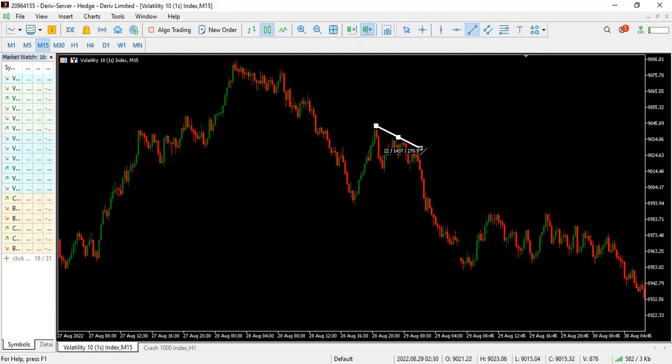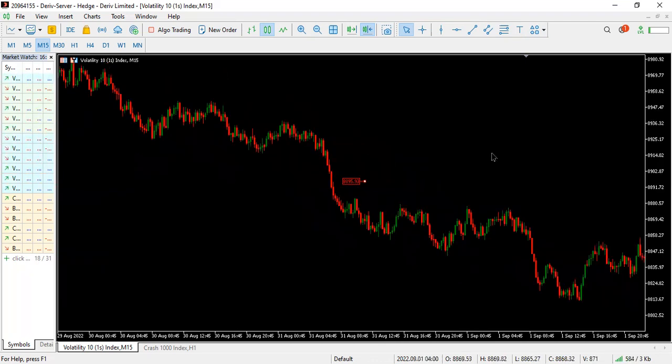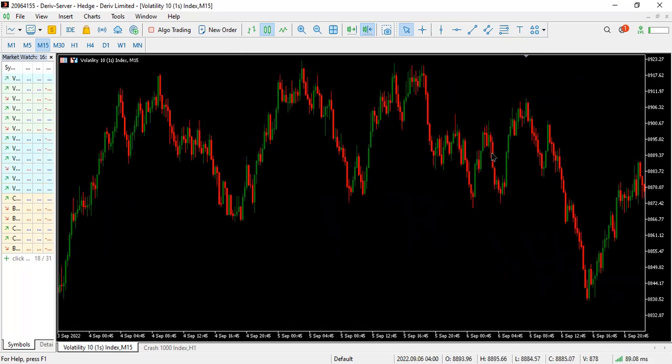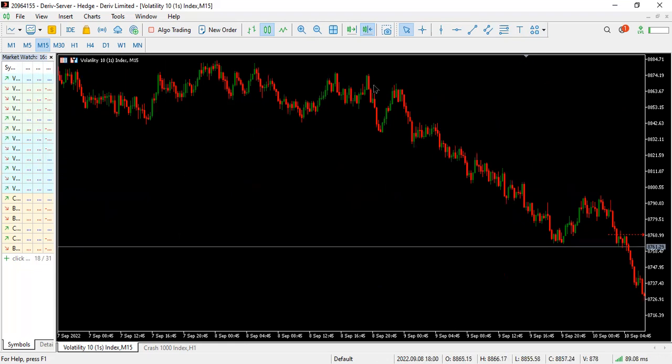It's a trend line, a valid one. Can you see it? Yes. Let's look for another one. This one is not valid.